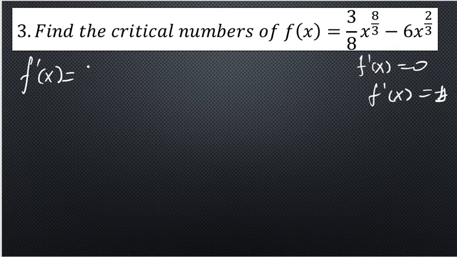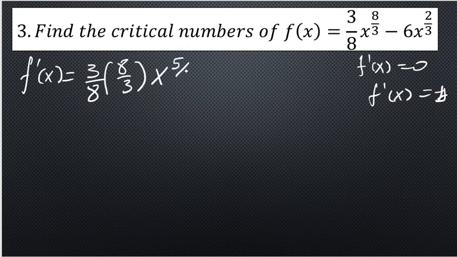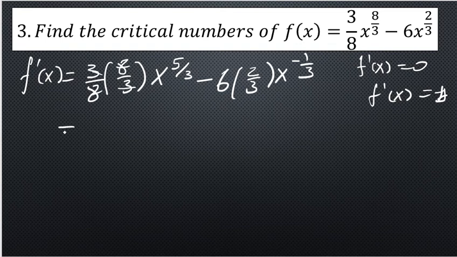So when differentiating, 3 over 8 stays as the coefficient, the exponent of the variable comes down as a coefficient, which is 8 over 3. Then the exponent is reduced by 1, so you subtract 1 from the exponent. Then it's going to be x to the power of 5 over 3. Then minus, in the same manner, 6 is multiplied by the exponent 2 over 3, then x to the power of negative 1 over 3, when you subtract 1 again from this exponent. Here the coefficients cancel out, and what's left? x to the power of 5 over 3.